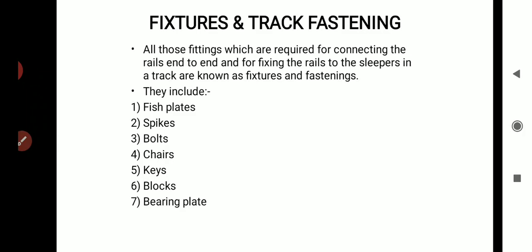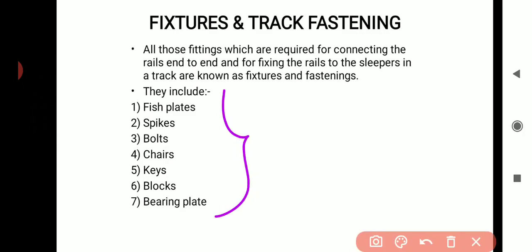Some of them are faceplate, spikes, bolts, chairs, keys, blocks, bearing plate. The main functions of these fasteners are to keep the rails in proper position, to connect rail to rail and rail to sleeper, and to allow for free expansion and contraction of rails. For these purposes these fixtures are used in the railway track. Next we will discuss these fasteners one by one.